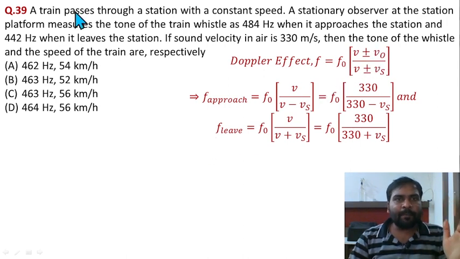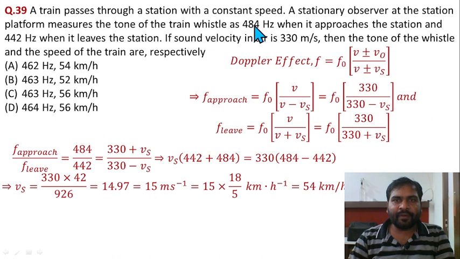Similarly, when the train passes through the station and leaves the observer, the frequency is going to be less than the actual frequency. Take the plus sign here, V plus V source, so 330 divided by 330 plus Vs. F approach is given as 484 when the train is approaching the station, and when it is leaving the station it is 442. To solve these equations, you will get that the velocity of the source, or velocity of the train, is 15 meter per second or 54 kilometer per hour.